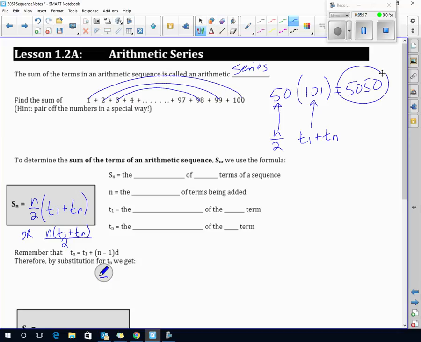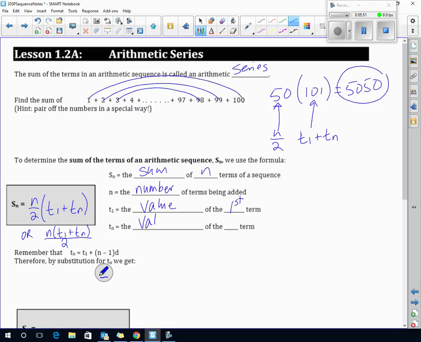So Sn is the sum of n terms of a sequence. N is the number of terms being added. T1, of course, is the value of the first term. And Tn is the value of the nth term. And in all our cases, the nth term would be the last term because we have to end it to actually add up something, right?